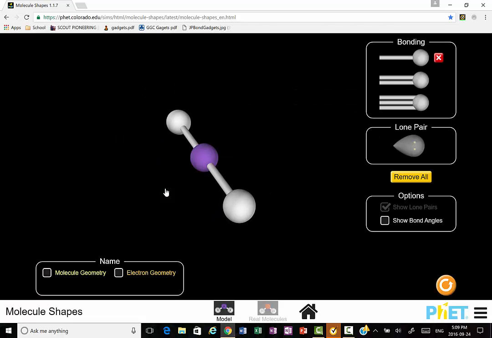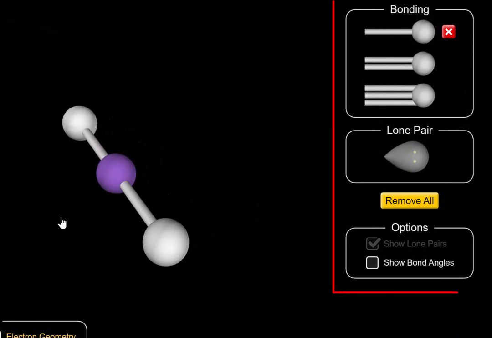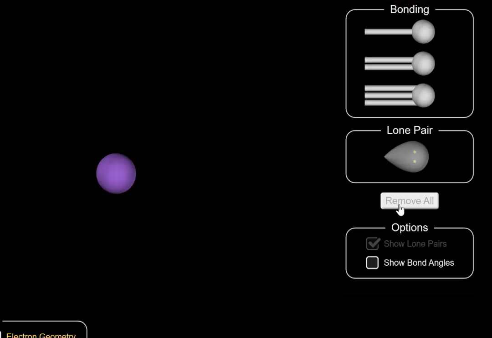Now on the next page, you will see there is a molecule already in place. On the right hand side, you will see all the controls for making and disassembling your molecule. Now I want to remove those bonds because I want to start fresh. So all I have now is my central atom.